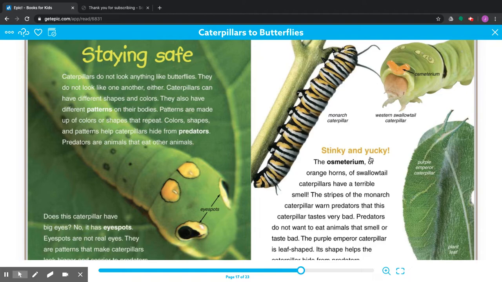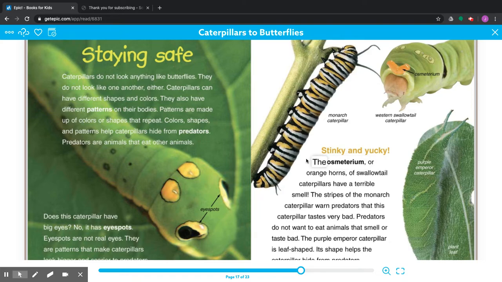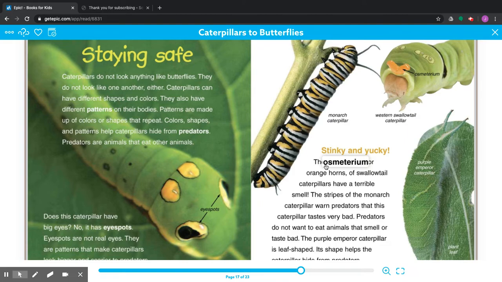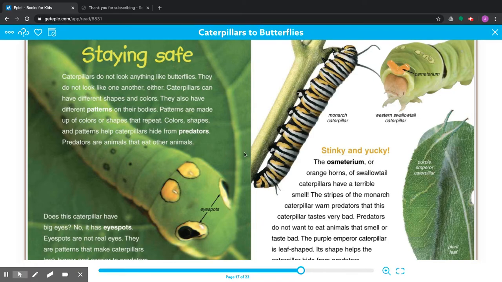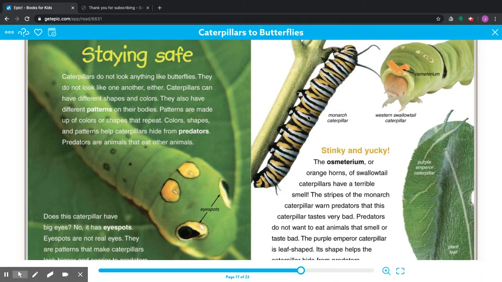Here's another header. It says stinky and yucky. The osmetarium. Whoa, that is a big word. Now notice how I sounded that out. I took it chunk by chunk. I know os, met, Arium, osmetarium. See, I've never seen this word before until I read this book, and I can make a good guess of how to read it because I sounded it out with my phonics skills.